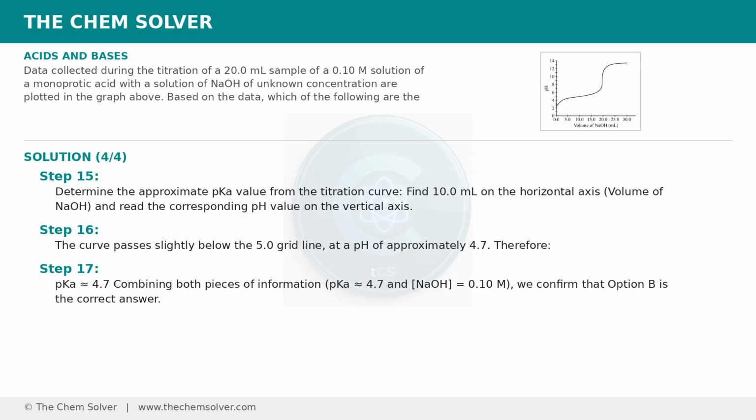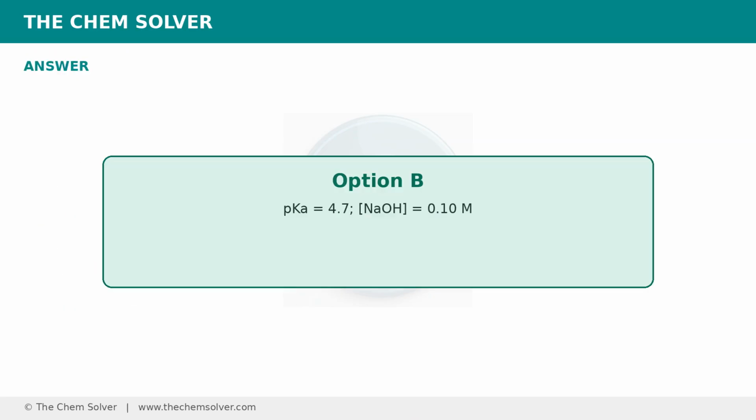We confirm that option B is the correct answer. The correct answer is option B: pKa equals 4.7, NaOH equals 0.10 molar.